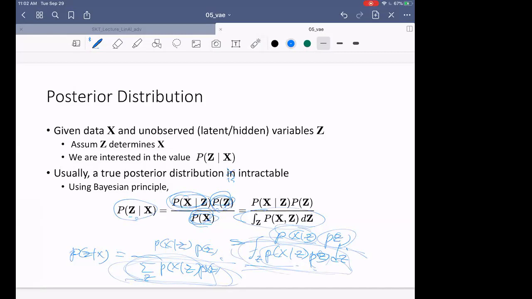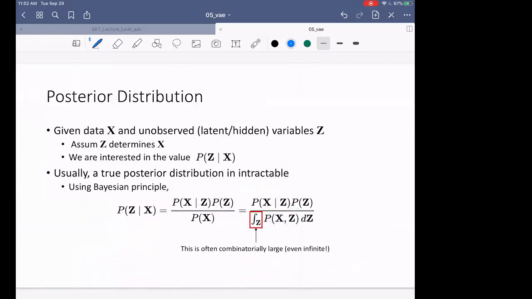So the denominator is the reason for the intractableness of the true posterior distribution, right? So this is our problem. We want this, but this kind of blocks us from actually getting this. Yeah, this is often combinatorially large or even infinite. If z is a continuous value, then it is infinite. So, yeah, this is the pain point.